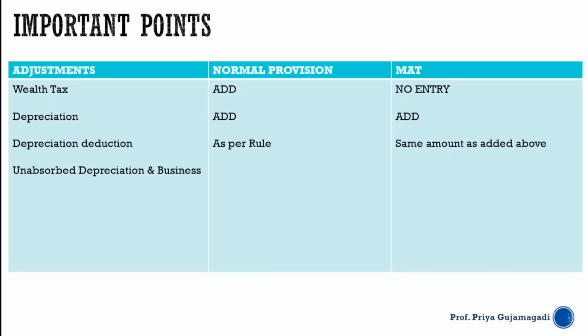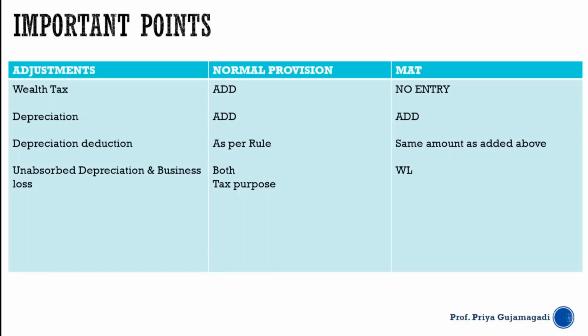Unabsorbed depreciation and business loss. If unabsorbed depreciation and business loss is given in a question, under normal provision we have to minus both, and that too for tax purpose. So when unabsorbed depreciation and business loss are given separately for account purpose and tax purpose, in normal provision we have to minus whatever depreciation and business loss there is for tax purpose.